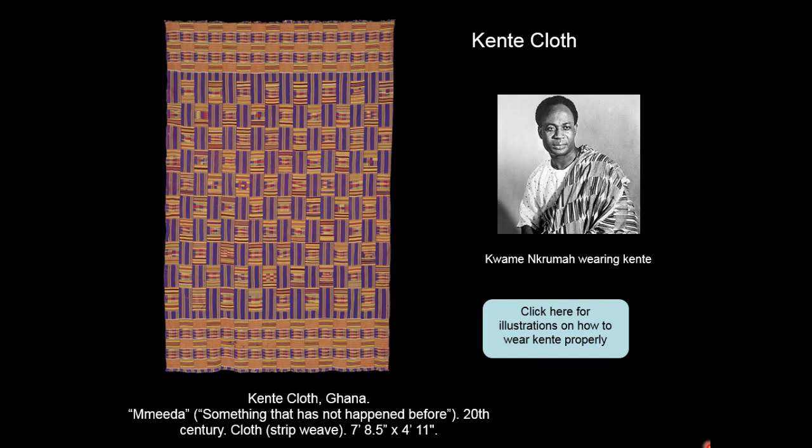But the actual use of kente is a bit more significant. It's not just something lovely that you wear. It's something that means things. And kente is woven in strips, as you can see down here. It's a strip weave. So it's almost like a bunch of long scarves sewn end to end. And you can see here underneath the kente, it has something in quotes. This is what the cloth means.